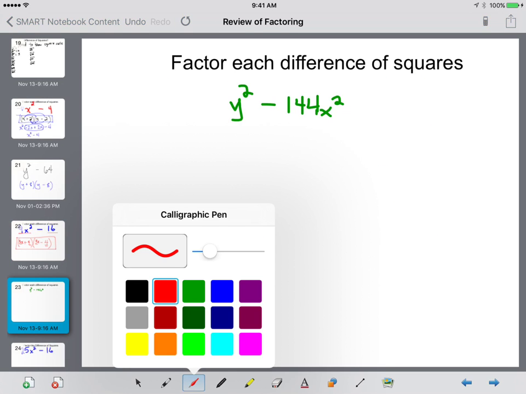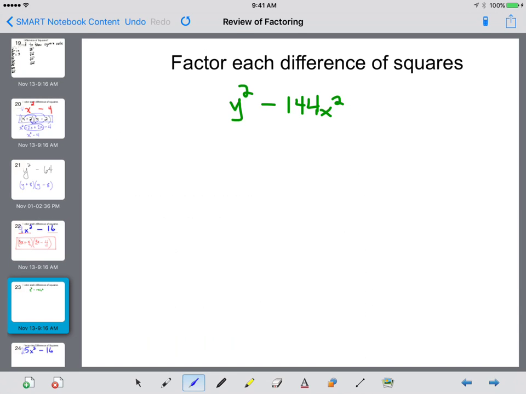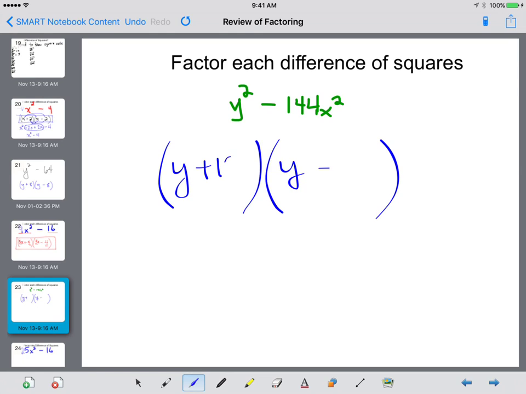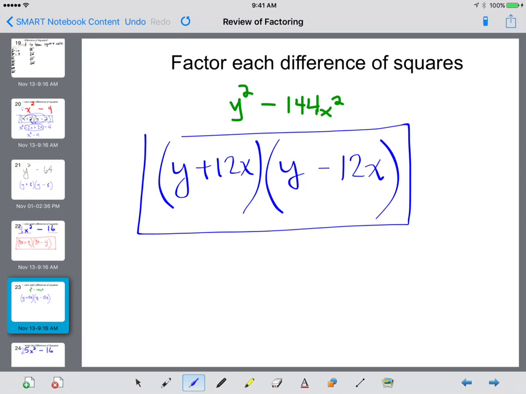Let's take a look at this example. y squared minus 144x squared. Well, to split up y to the second power, we just place a y in each term. Again, we have plus, minus. Take it one step at a time. The square root of 144 would be 12. And if I split up an x to the second power, I need to put an x next to that. y times y is y to the second. 12x times negative 12x is minus 144x squared. Since it's a difference of squares, we know those middle terms will cancel when we FOIL, as I showed in the very first example.